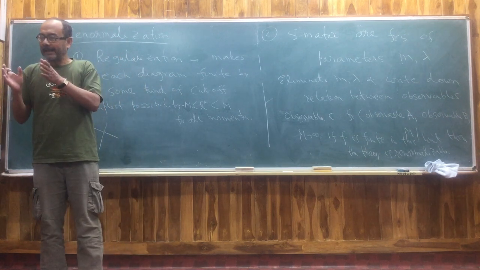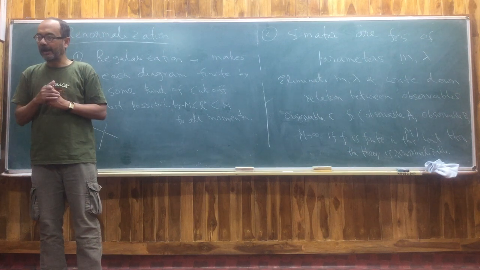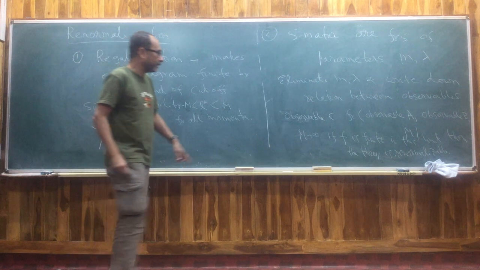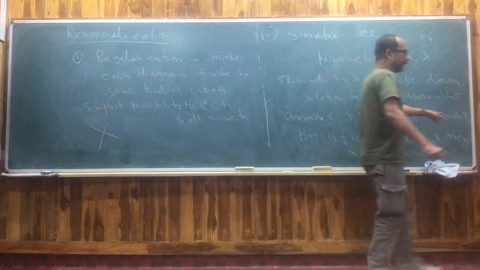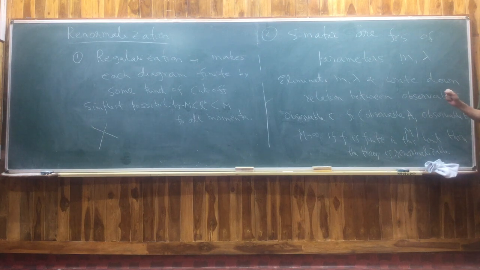So now we eliminate the mass parameter and the coupling parameter in terms of physical observables, which are observables A and B, which could be the physical mass and physical four-point coupling, but could be anything else. Take any two observables and write a relation like this. And now you take the cutoff to infinity and ask if this is finite.